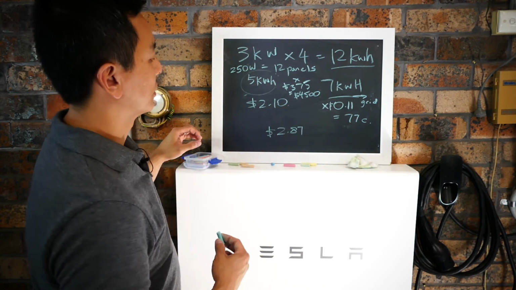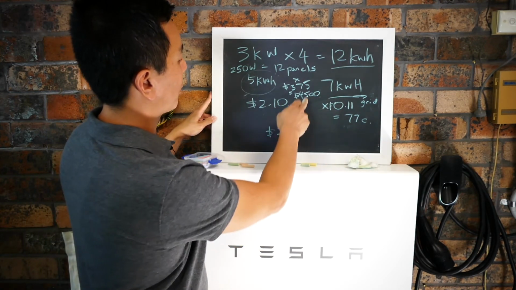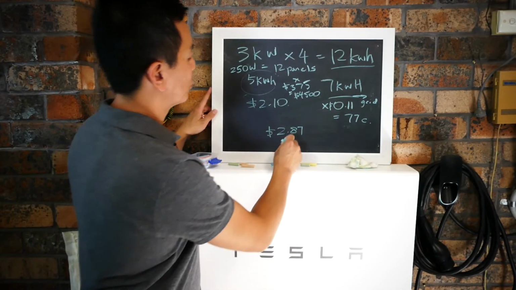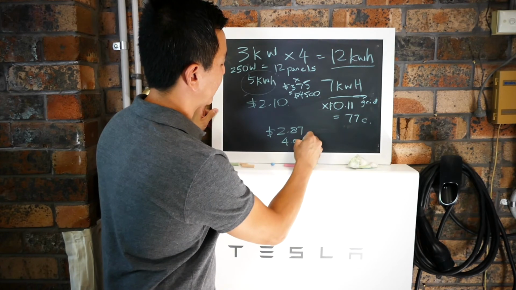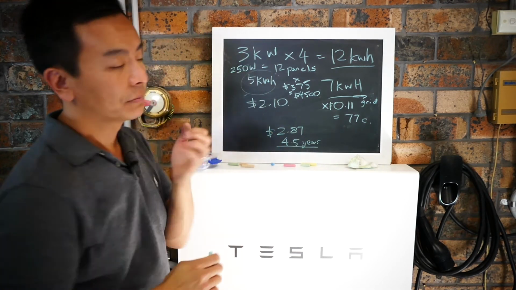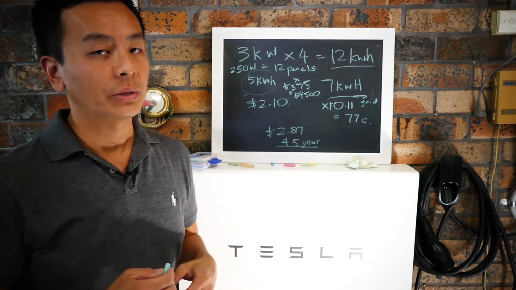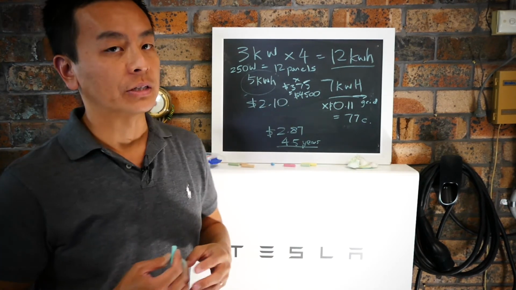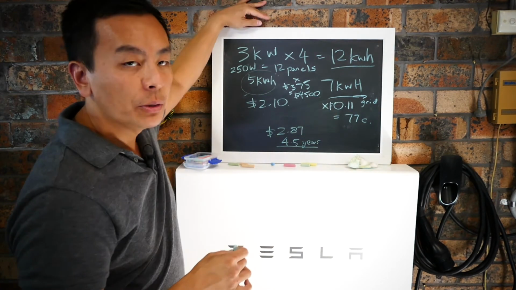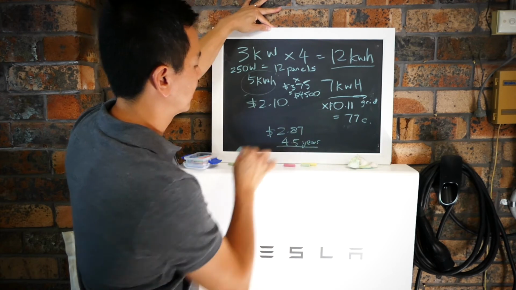So $4,500, how many times does this go back into $4,500? So in my calculation, it'll take you about 4.5 years to repay for a 3 kilowatt system. That was compared to 2.5 years for a 1.25 kilowatt system. So as you can see, the more you pay, the more it'll take to recoup it.